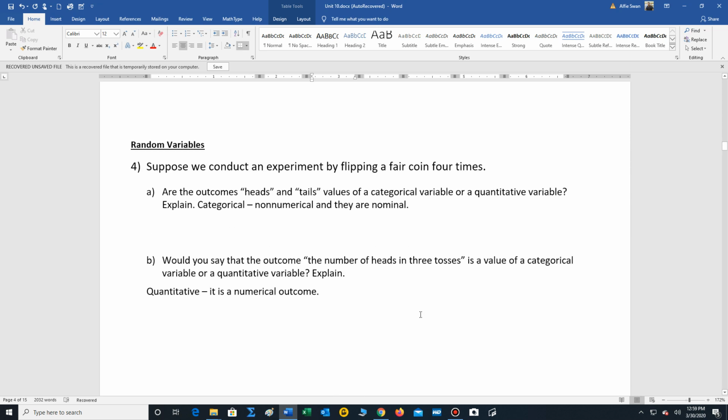Now we're going to just look at some of the definitions that we'll be working with for variables and variable types.